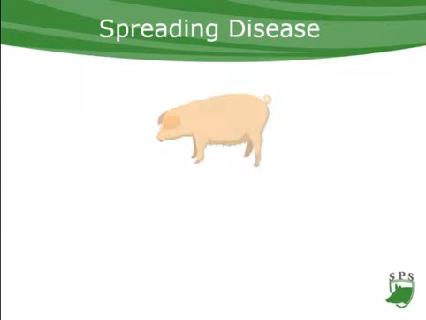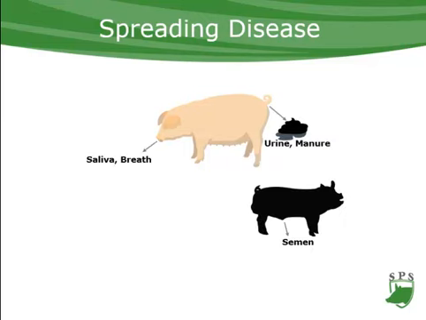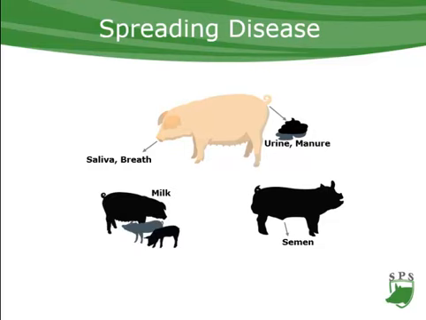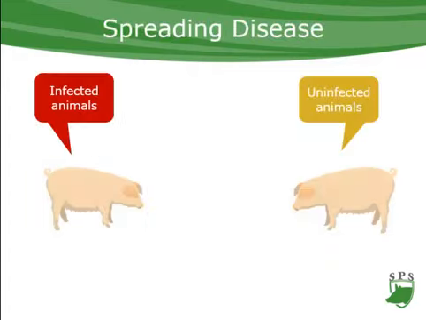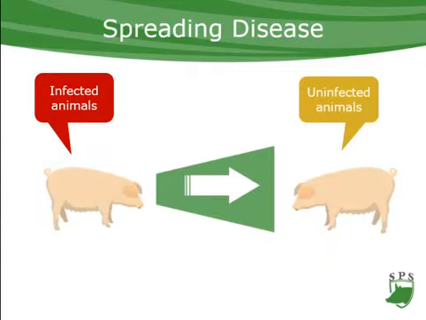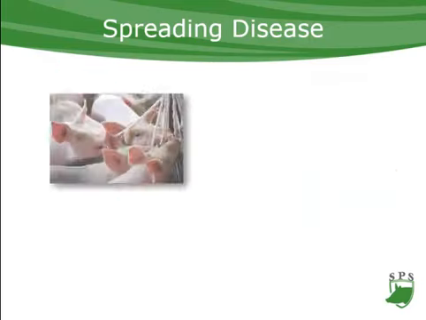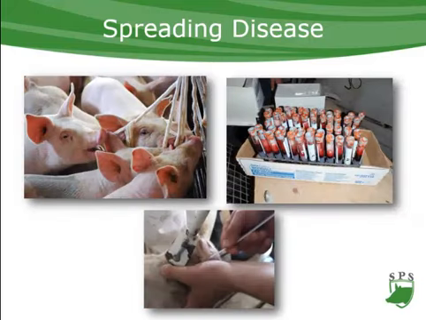Many diseases can be shed through bodily fluids, like saliva or breath, urine and manure, and semen. Some diseases can also be shed in milk or through biting insects such as ticks. Diseases can spread from an infected animal to an uninfected animal. Therefore, it is important to test animals for diseases to make sure infected animals are not moved to a negative site. This is especially important during a foot and mouth disease, classical swine fever, or African swine fever outbreak.